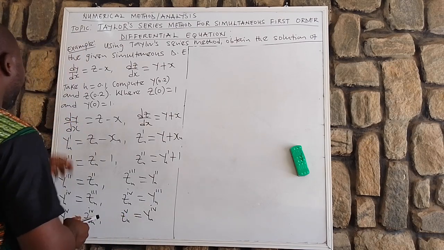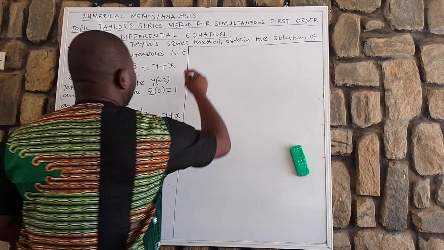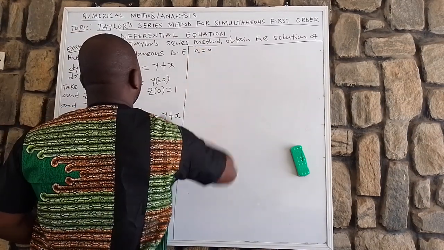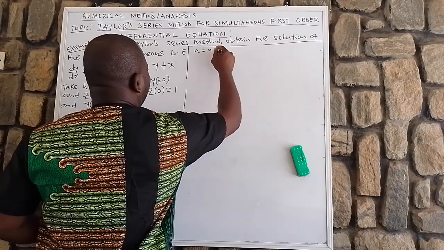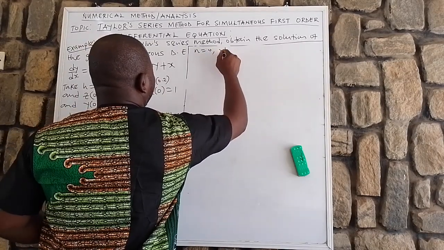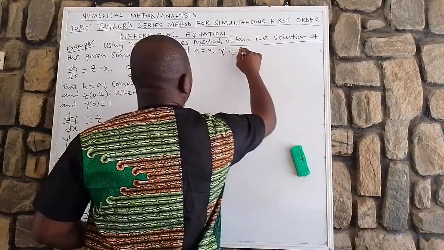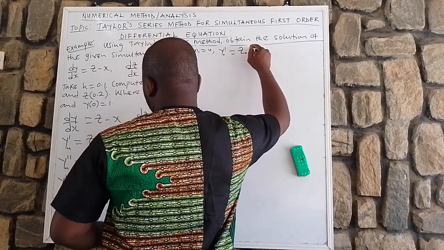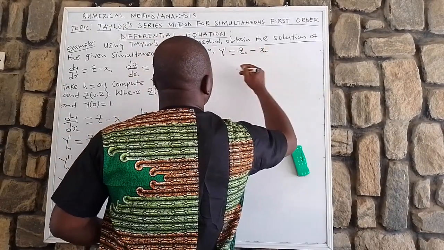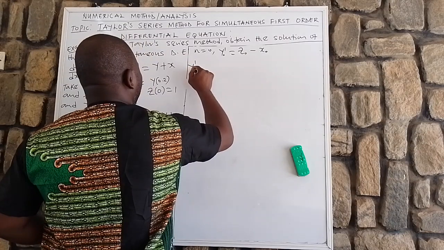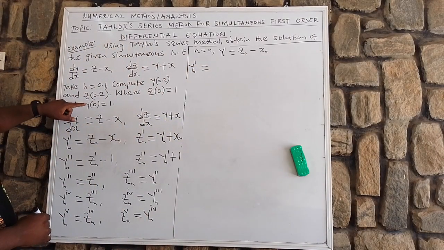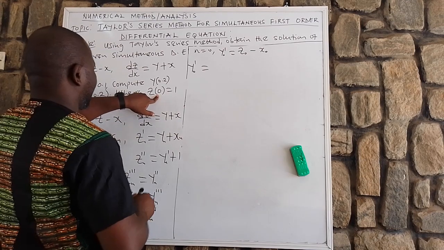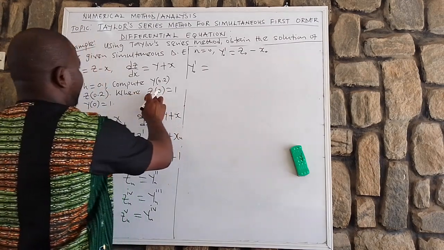Now, how can we obtain them? If our n is equal to 0, it implies that we are going to have y prime naught equals z naught minus x naught, isn't it? So our y prime naught is equal to, what is our z naught? Our z naught is this, isn't it? Our z naught is this.